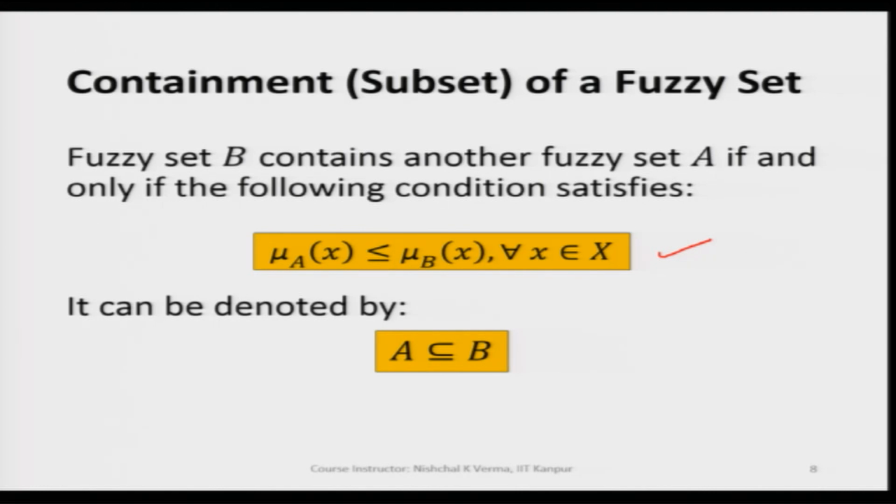So, if we have any two fuzzy sets A and B and their corresponding membership values follow this condition, that is, mu A of x is less than or equal to mu B of x for every x that belongs to the universe of discourse capital X, then we can say that A is contained in B. So, the fuzzy set A is contained in B.